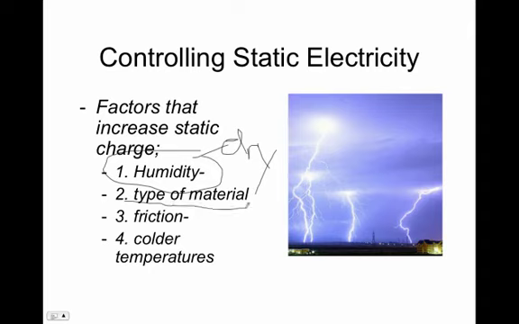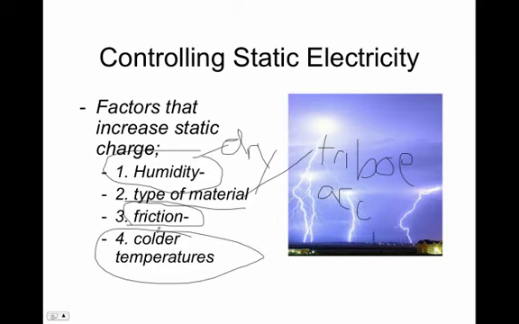The second factor is, of course, the type of material, and we already talked about the triboelectric effect. On the triboelectric series, there are substances that are good at accepting electrons, and there are substances that are good at giving up their electrons. Next, of course, friction. The greater the amount of friction, the greater the chance or opportunity for electrons to be transferred. And colder temperatures will allow electron transfer to happen more readily.